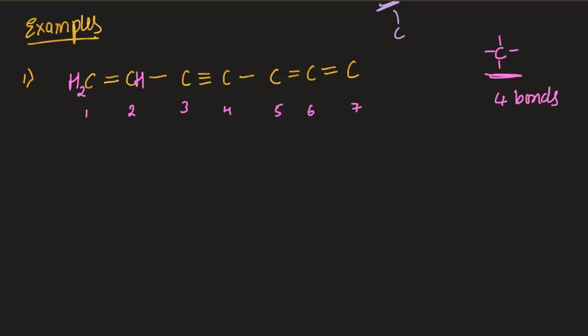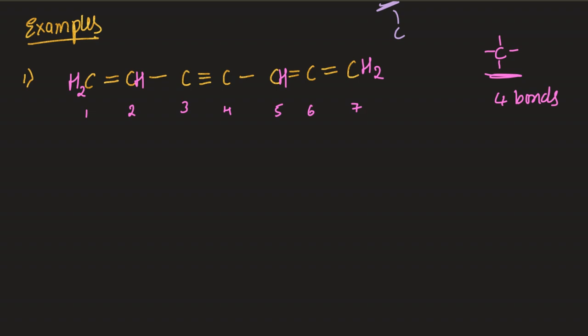Next, the fifth carbon is surrounded by only 3 bonds, so one bond is missing, and therefore you have to use one hydrogen. Next, the sixth carbon is surrounded by 4 bonds, so no need to use any hydrogen. Next, the seventh carbon is surrounded by 2 bonds, so you require 2 more bonds. Therefore I am writing CH2. Got clarity on how to write the hydrogens whenever they are not provided in the question?